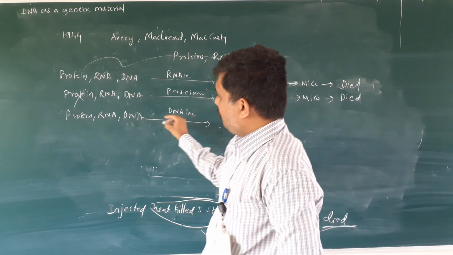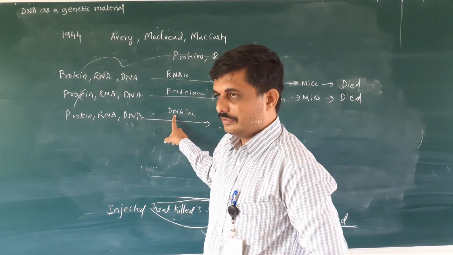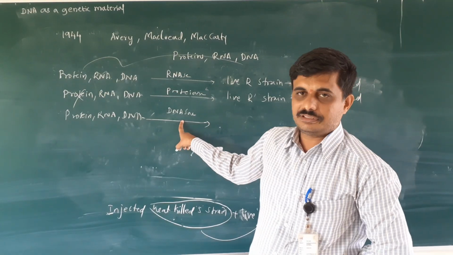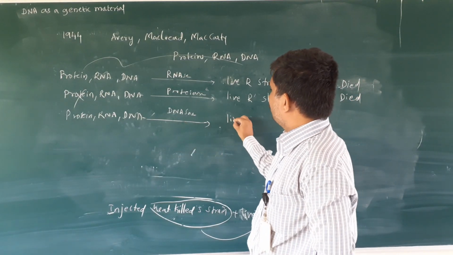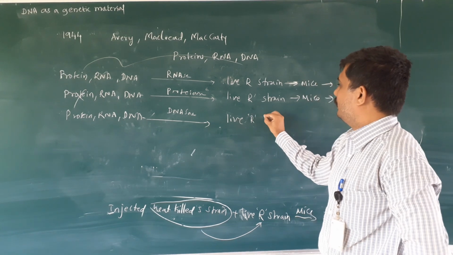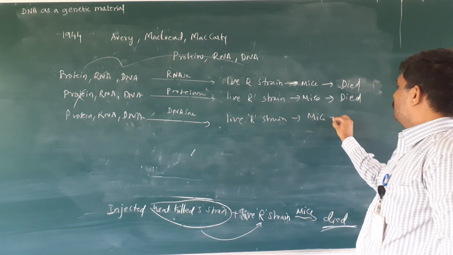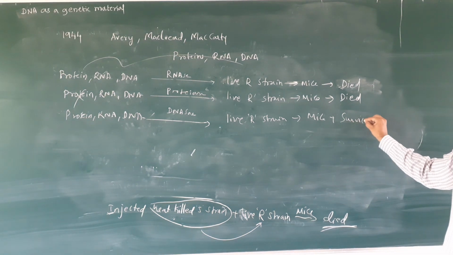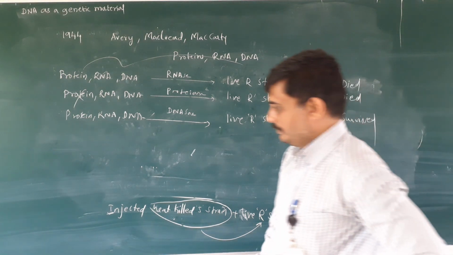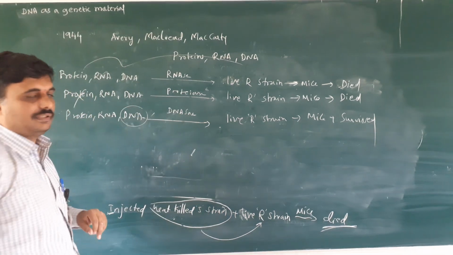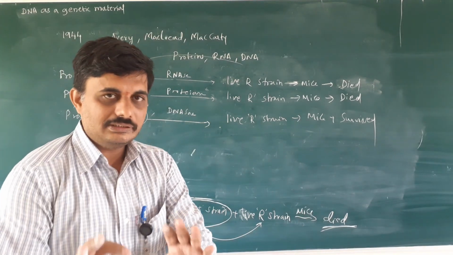In the last step, the materials extracted from the heat-killed strain are treated with the DNase enzyme, combined with the live R strain and injected into the mice. The mice survived. And they say DNA is the genetic material. This is the experiment.